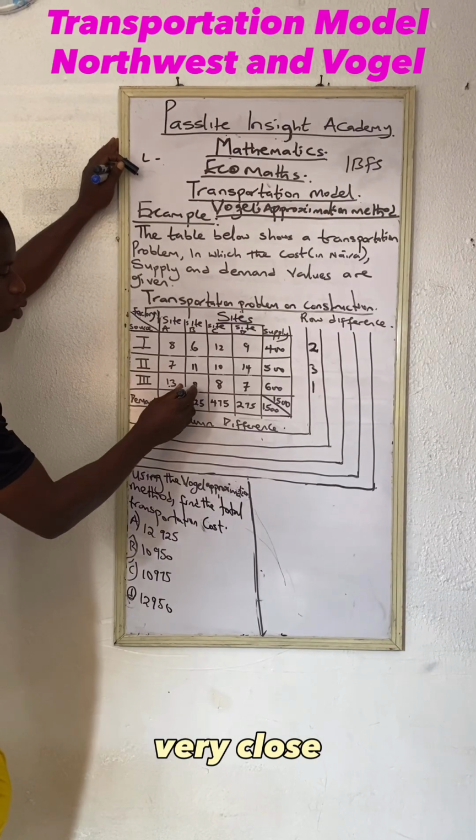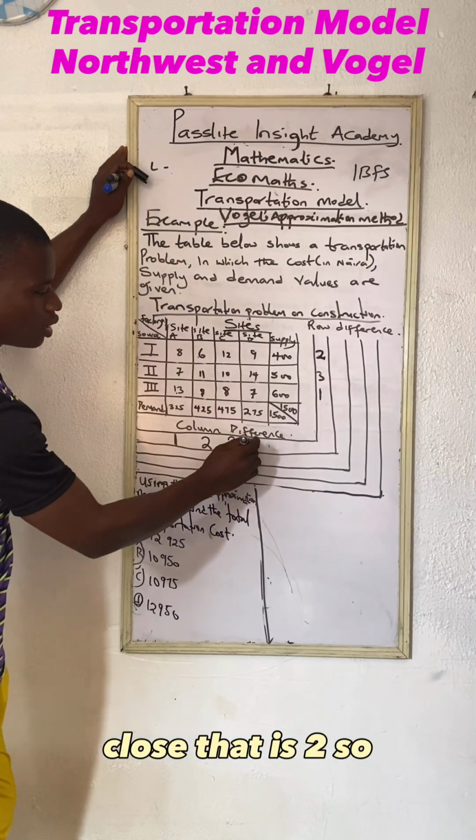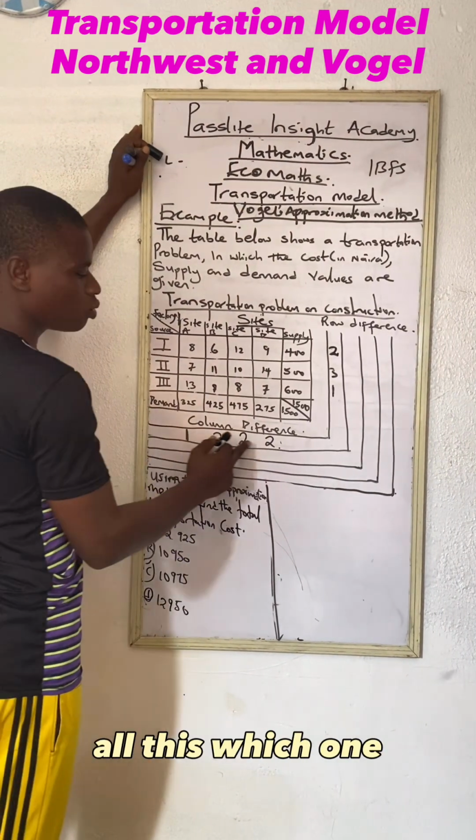6 and 8, they are very close. 8 minus 6, that is 2. 7 and 9, they are very close. That is 2. So that is what we're having there. So we now look at the largest number among all these. Which one is the largest number?